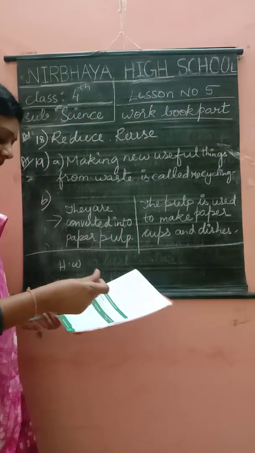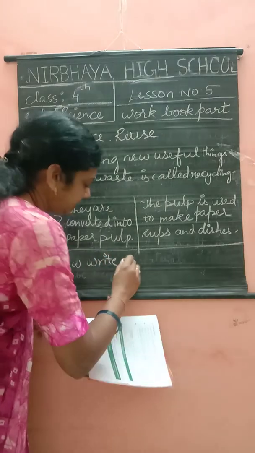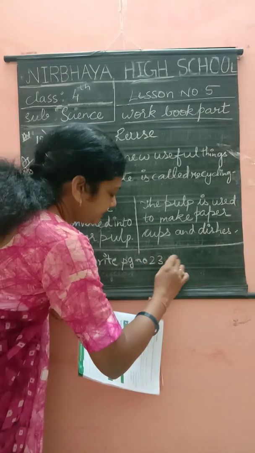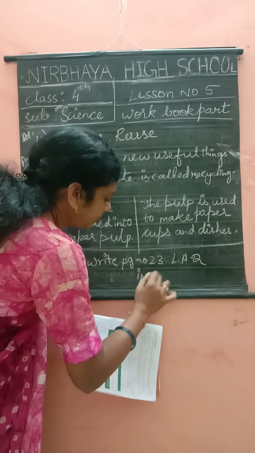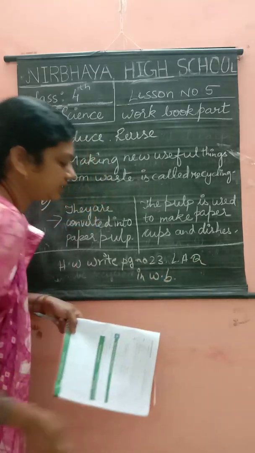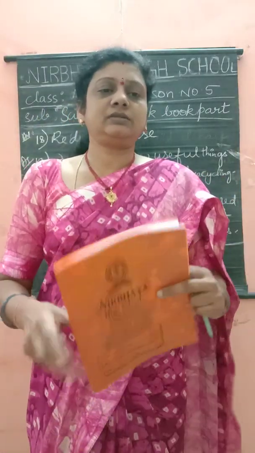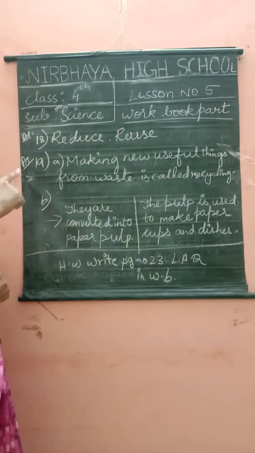This is the homework, children. Page number 23, long answer question in the workbook. And children, you have to prepare for FA2 exams also. I'll move aside. You take a screenshot of these answers.